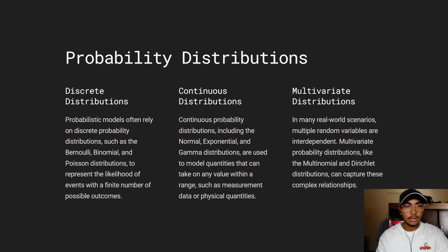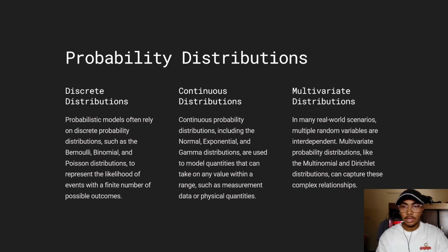Probability distributions. Discrete distributions. Probabilistic models often rely on discrete probability distributions, such as Bernoulli, binomial, and Poisson distributions, to represent the likelihood of events with a finite number of possible outcomes. Continuous distributions. Continuous probability distributions, including the normal, exponential, and gamma distributions, are used to model quantities that can take on any value within a range, such as measurement data or physical quantities.